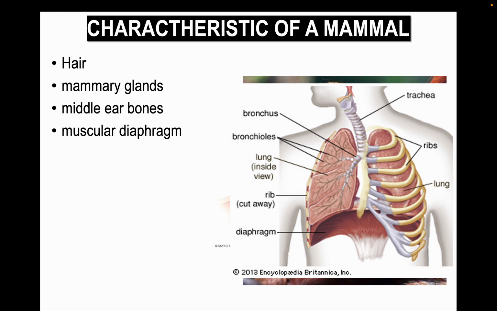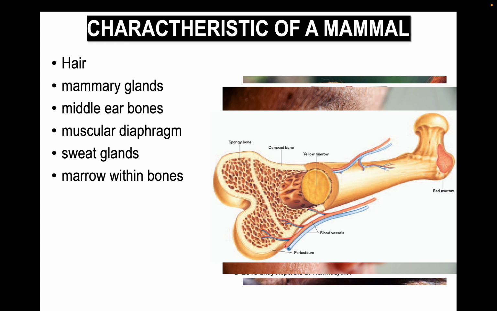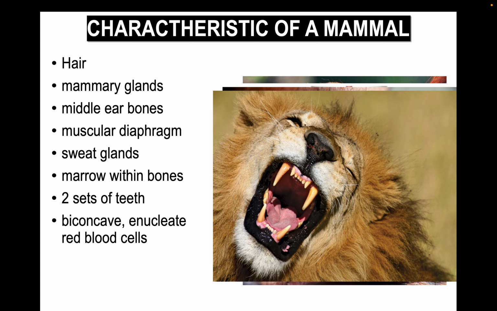The diaphragm is muscular and allows the animal to breathe. It allows the highly advanced lungs, the highly advanced respiratory system, to function. There are sweat glands found throughout the body for excretion of waste via sweat. The bones are a mix of compact and less compact or spongy, and those with spongy appearance have marrow within their bones. That marrow can serve as hematopoietic tissue responsible for producing blood cells. And two sets of teeth.